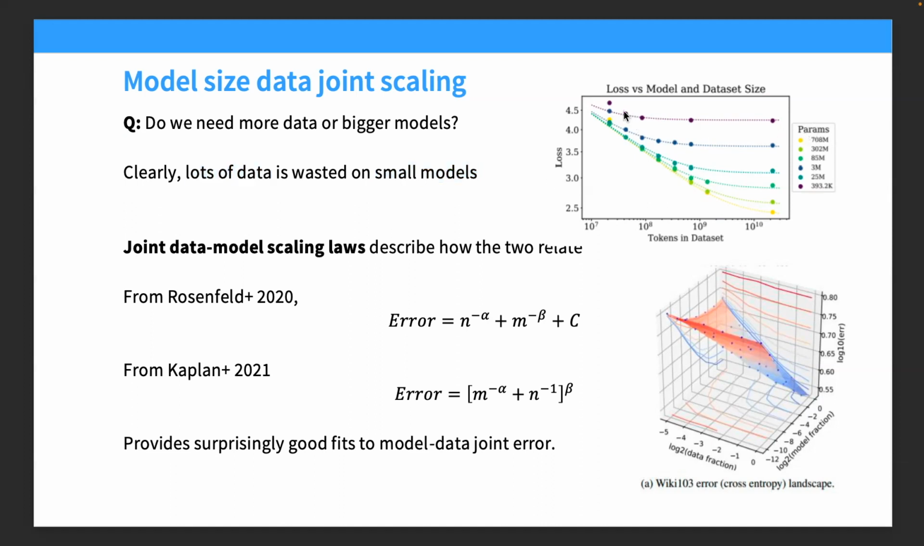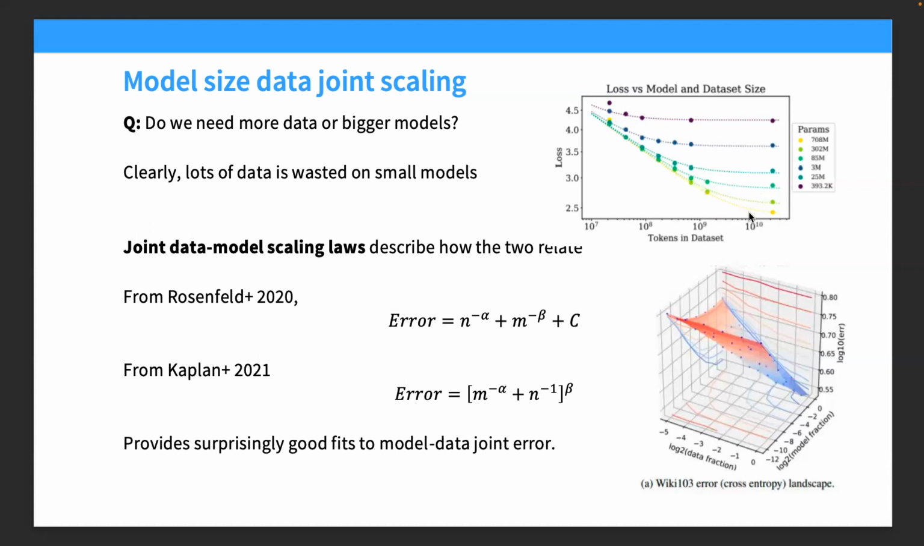So this is what people find. Each line corresponds to the same model size. The purple one is a very small model, this is the second smallest model, and the yellow one is the biggest model among these 6 models. The x-axis is the tokens in the dataset, so basically the data size, and the y-axis is the loss. You can see that if you use a small model, like the smallest model, even as the data size increases, the performance will saturate and no longer improve.